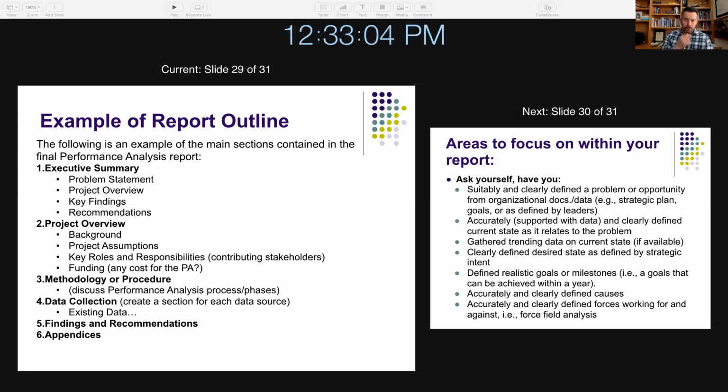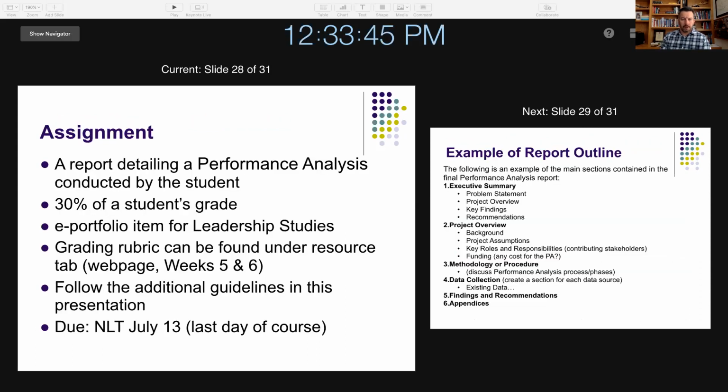For the outline, it should have an executive summary, which basically summarizes the entire report. And then for the body of the report, you should have your project overview, your methodology, and your procedures. You can pull that right from the Chevalier material, and what you did to collect data. In other words, did you do a survey? Did you do interviews? Whatever it was. And then, of course, you're going to have your findings and recommendations. The last day of this course is the 15th, so that's when the report would be due.